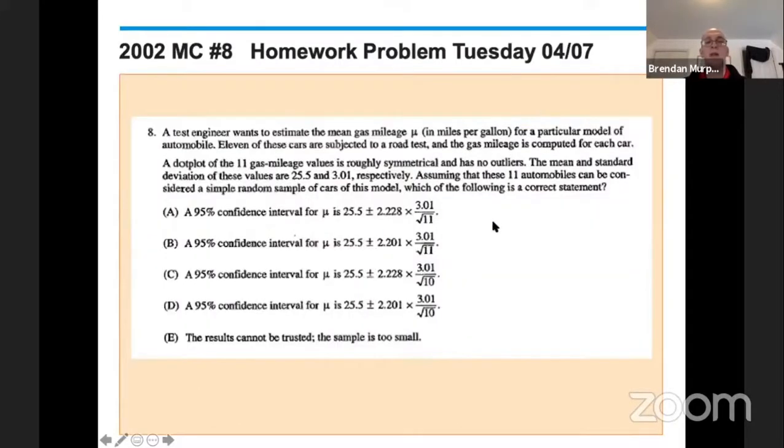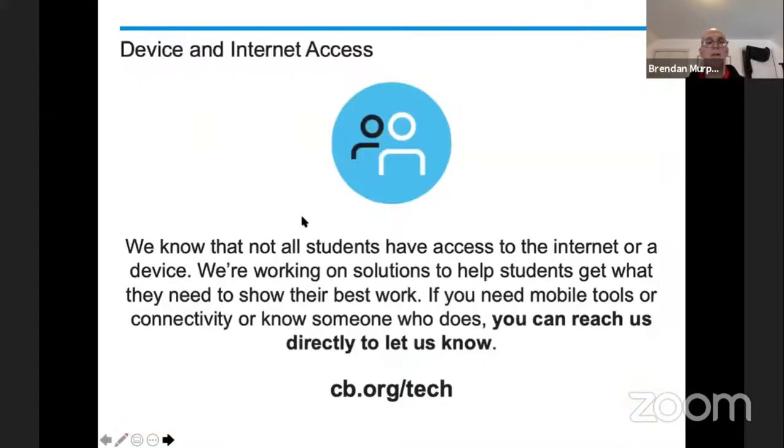Here's your homework for tonight. It's a multiple choice. It kind of looks like a confidence interval to me, and probably it's with means, but I'll let you guys read that yourself, and Luke will start out tomorrow with that.